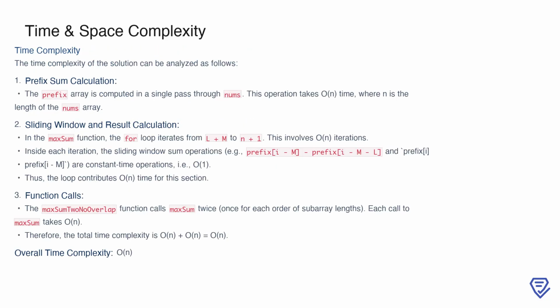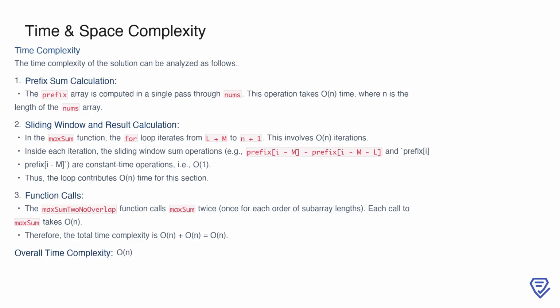To analyze the time complexity of this solution, we start with the prefix sum calculation. Here, we iterate through the entire array once to compute the prefix sums, which takes O(n) time. Next, within the maxsum function, we use a sliding window approach to calculate the sum of two non-overlapping subarrays. The loop in this function runs from L plus M to N plus 1, iterating over the array exactly once. Since the operations within each iteration, such as accessing the prefix array to compute subarray sums, take constant time, the total contribution of this loop is O(n).